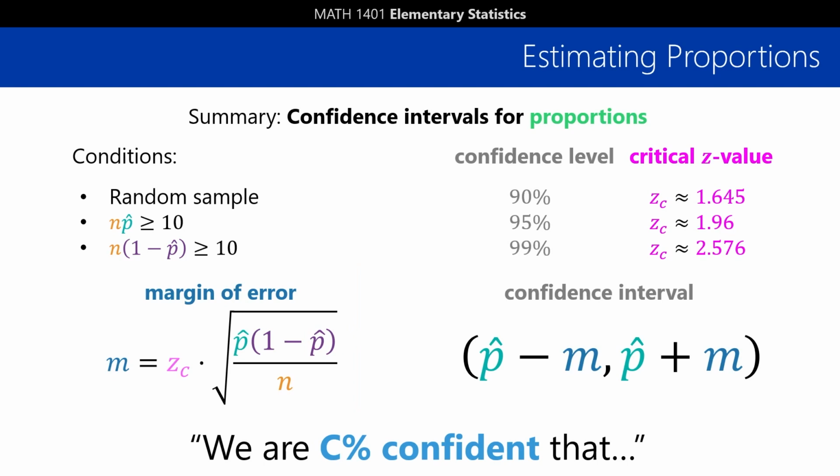So here's an overall summary of everything we've said for confidence intervals for proportions. The conditions under which we can use the normal distribution, the critical z-values for various confidence levels, the margin of error, the confidence interval itself, and the phrase we need to use to correctly interpret it.